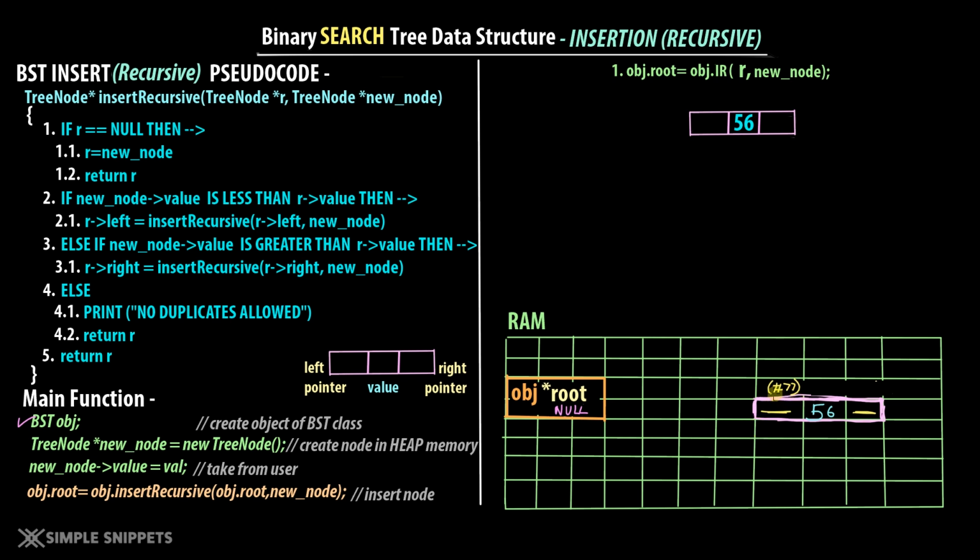Let's say this is the heap memory and the address is #77. This is where the object is created and the object is of course of tree node type because we are saying tree node star new node. And this new node, as I mentioned, is a pointer. So this new node may be somewhere over here.